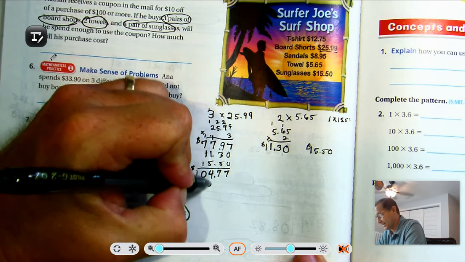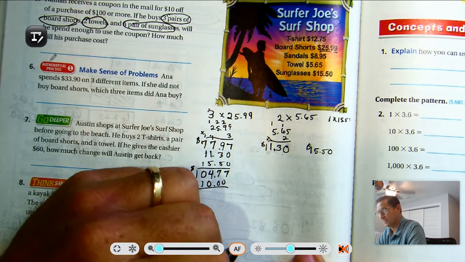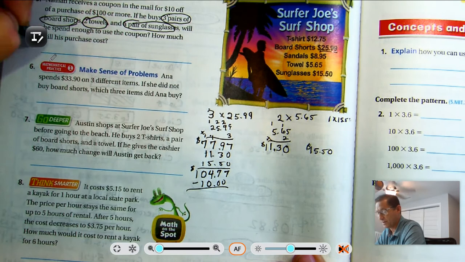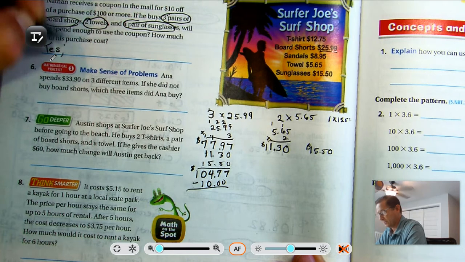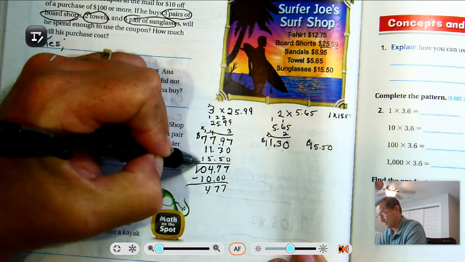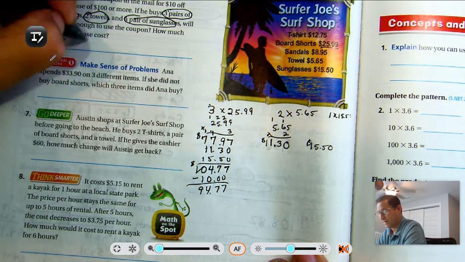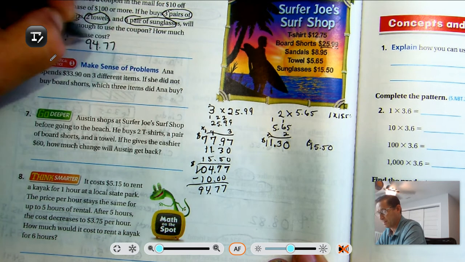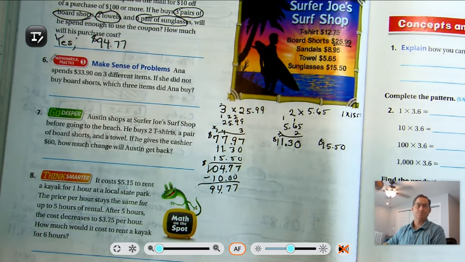So he did get the coupon. Will he spend enough to use the coupon? Yes. So let's take away $10 from that. And he's spending $94.77.